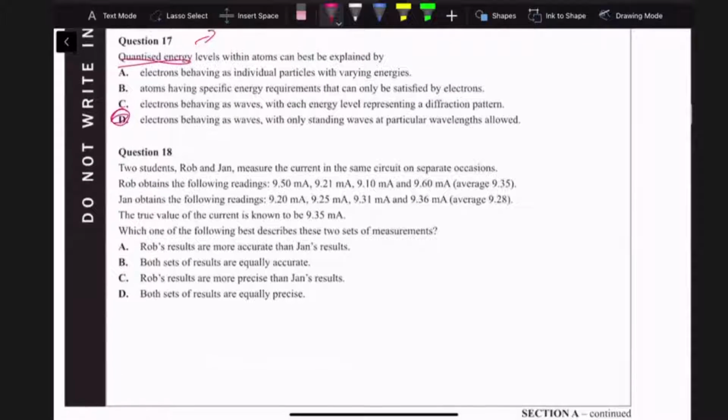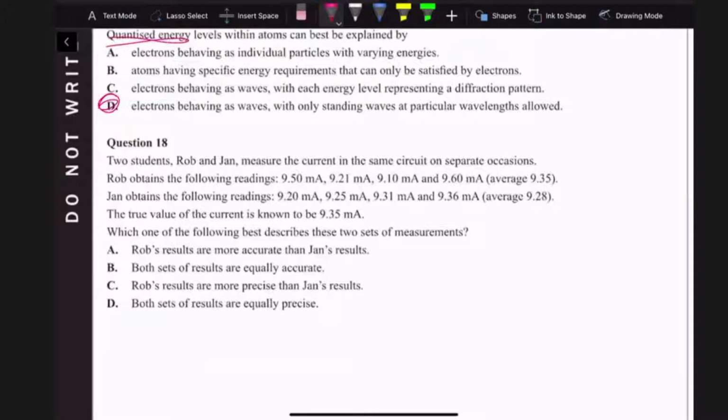So this one's about scientific methods. It's asking about accuracy and precision. So we know accuracy is if you get the right value. So accuracy would be whoever gets this one, and precision would be whoever has values that are really close to each other. So you can see that neither Rob nor Jan are precise because all of their measurements have a high range.